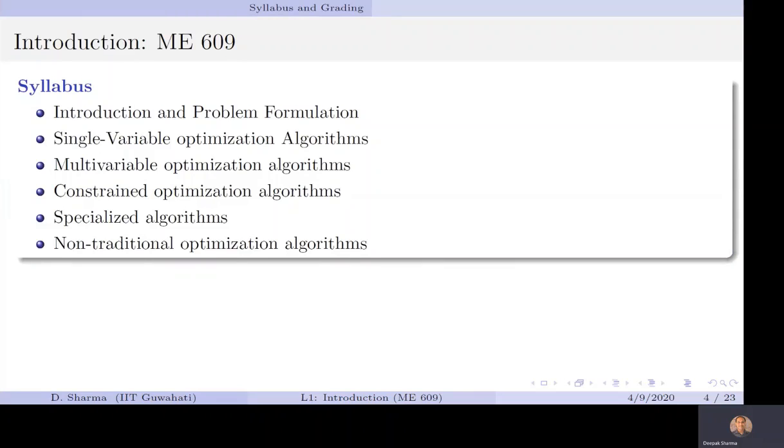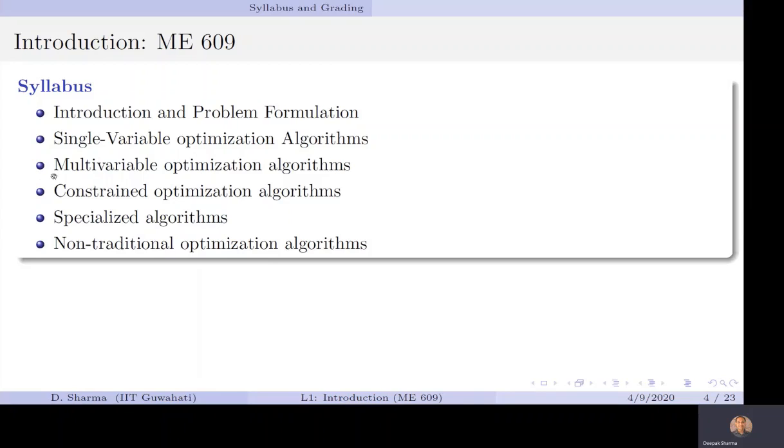In this particular course, we have major sections like introduction and problem formulation, which I will be covering in this lecture. Followed by, we have single variable optimization algorithms. So you might have seen if the function is given as f of x is equal to x square, then this function is made of a single variable. When such a problem comes into the picture, what are the algorithms that can be used with a computer to solve those problems?